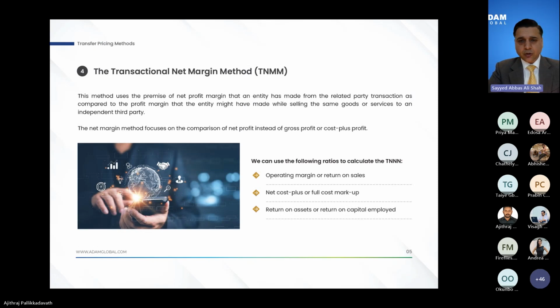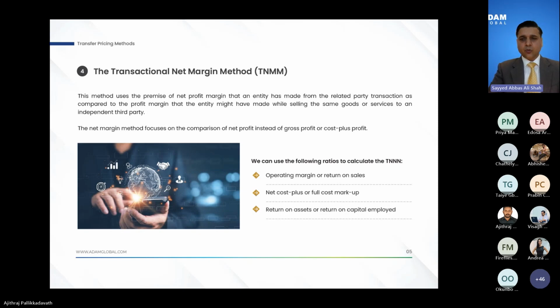You can also look into net cost plus or full cost markup. That's another ratio that we can use. And thirdly, a very widely used ratio that we accountants are aware of is return on assets or return on capital employed. So these are some of the ratios that we can use for the net profit method.